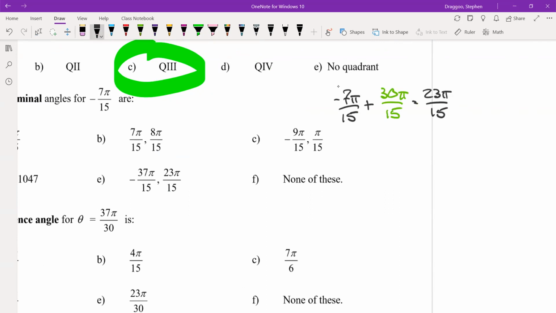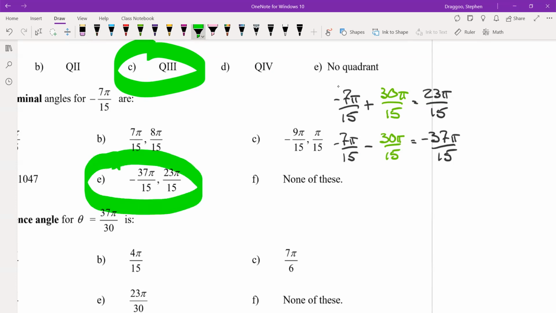The other closest coterminal angle to negative 7 pi over 15 is the one that goes backwards instead of forwards. So minus 2 pi, or minus 30 pi over 15, which looks like negative 37 pi over 15. So I'll look for a multiple choice answer that contains those two. And fortunately, it's still on screen. Option E. Those two.